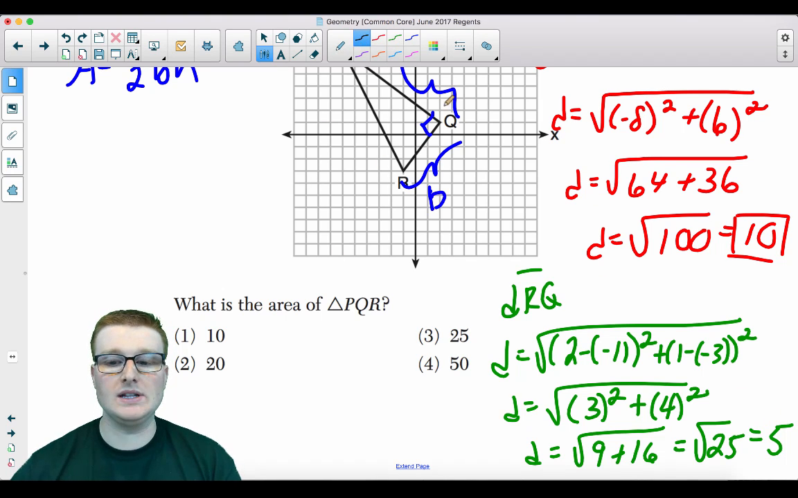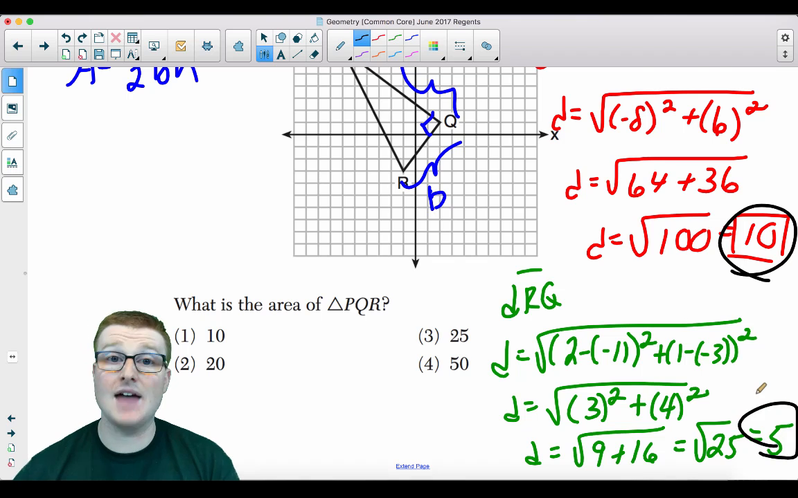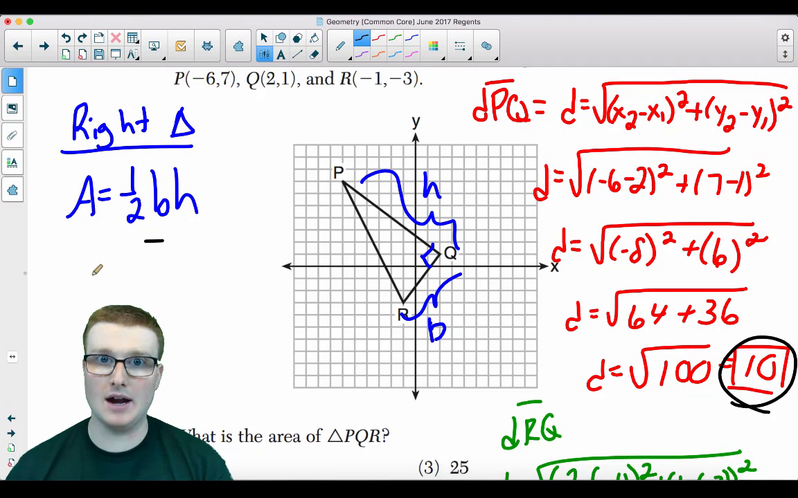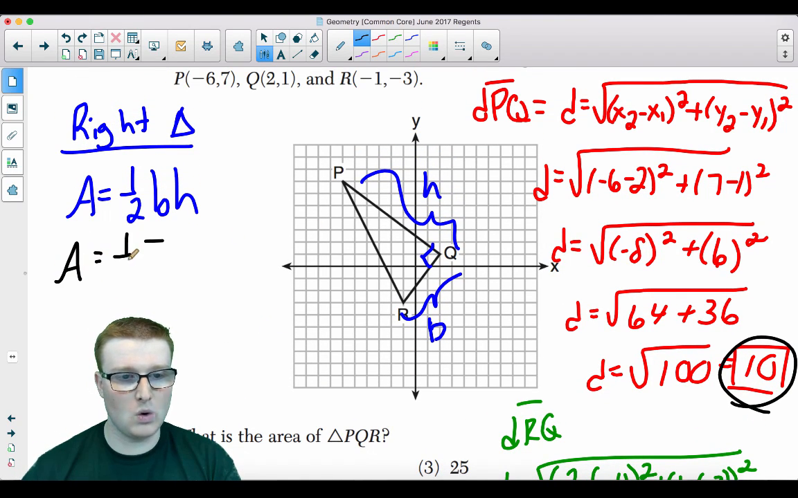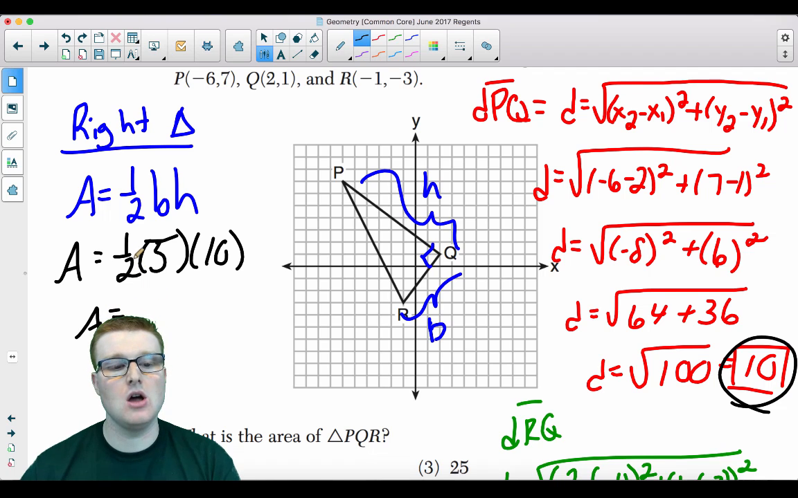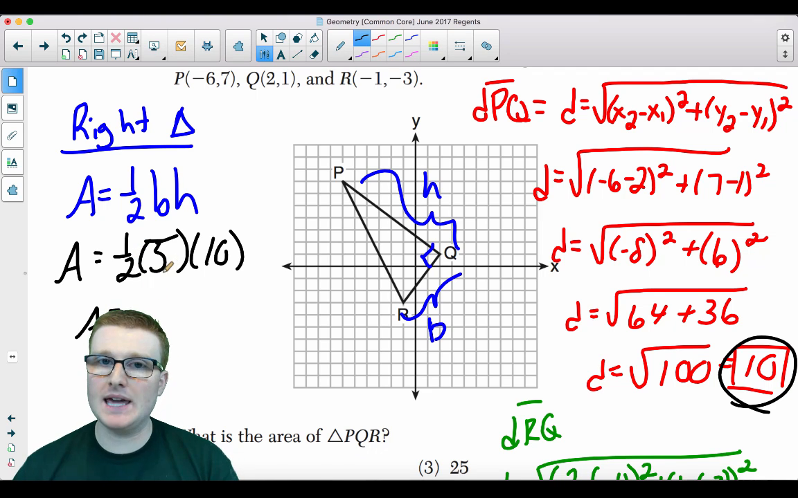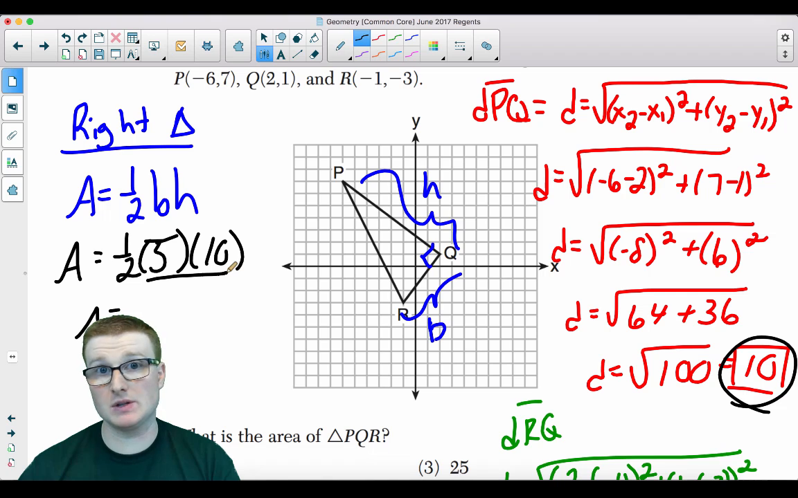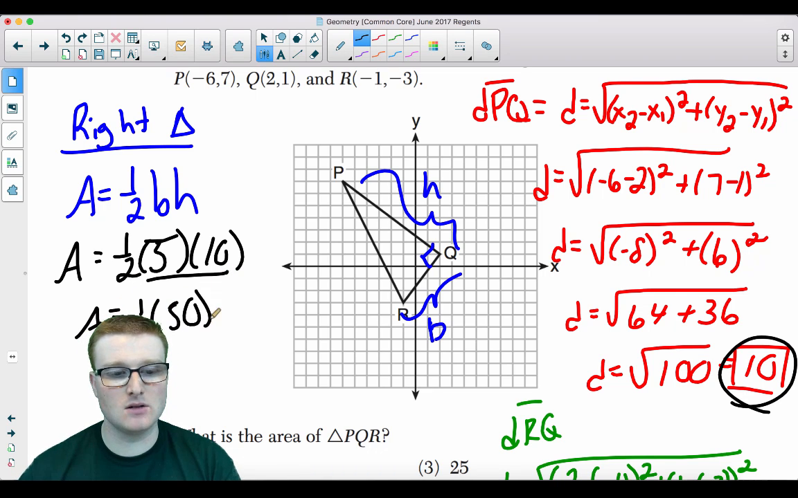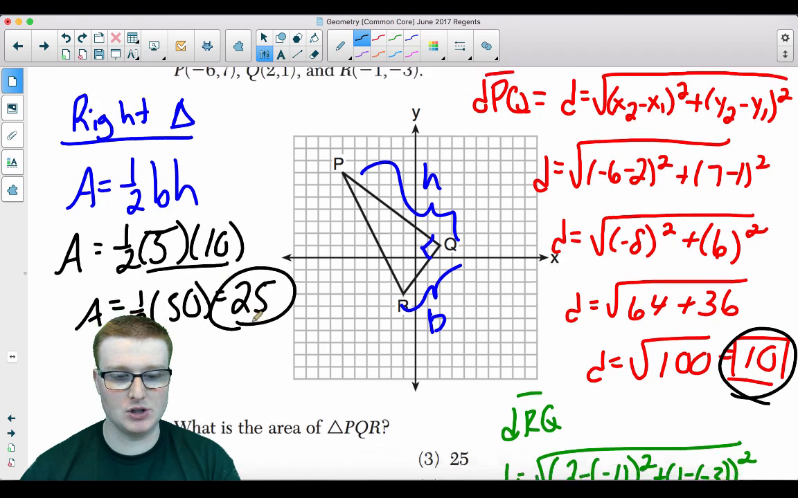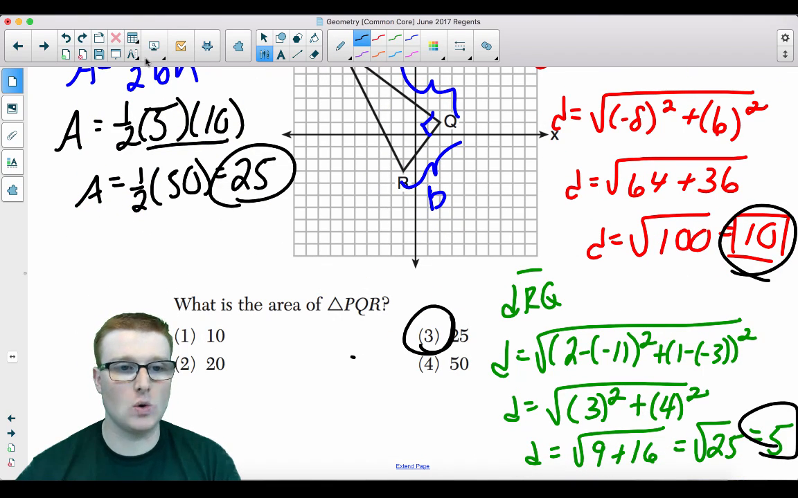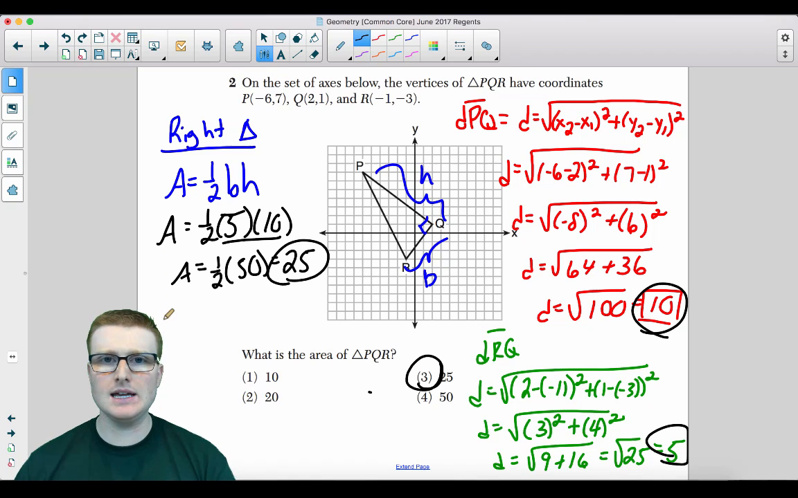So now we take these two values, the 10 and the 5, and plug them into our area formula. Area equals 1/2. The base is 5. The height is 10. Since multiplication is commutative, I'm just going to multiply these two numbers first because it's easier. So we're taking 1/2 times 50, which gives an area of 25, which is going to be choice 3. Definitely not a complicated question, but it was a tedious question.